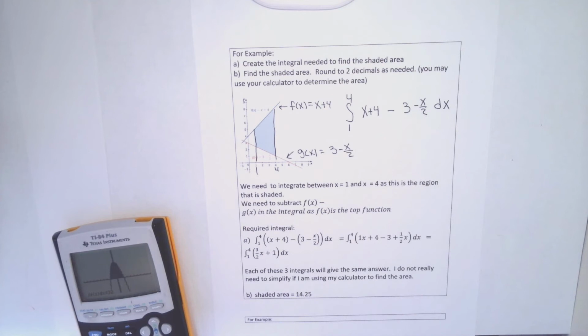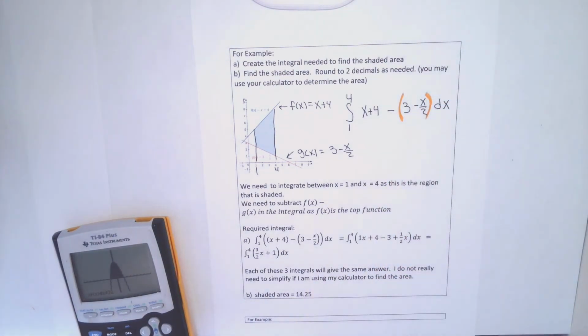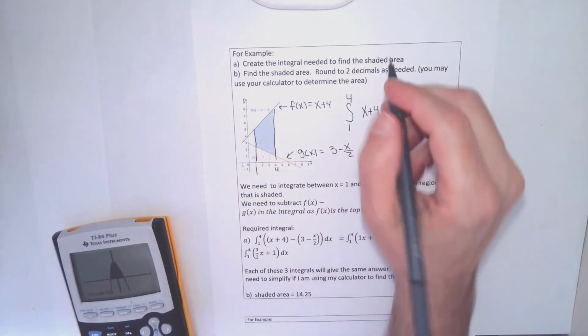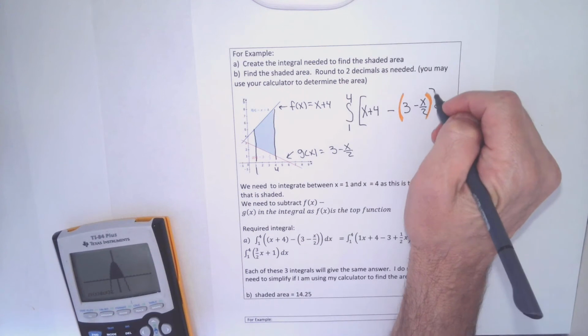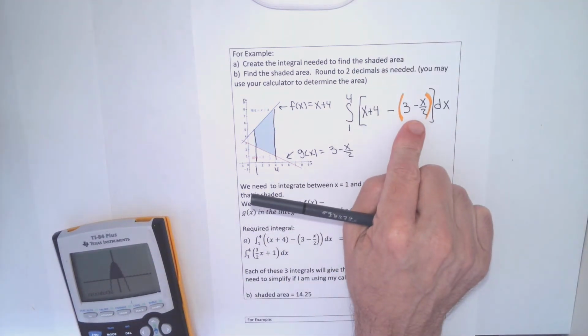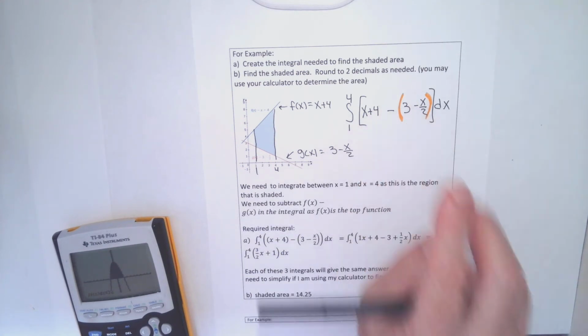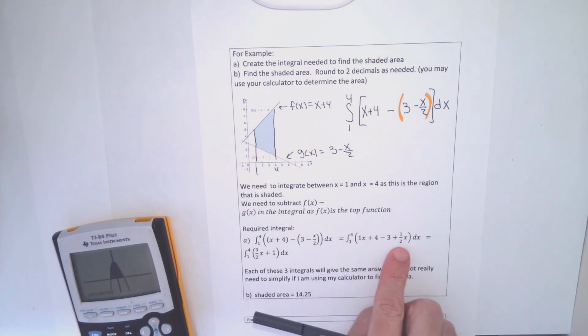If I'm subtracting and I don't put the entire function that I'm subtracting in parentheses, then I'm probably going to get the wrong number because I'm going to have a sign error. So this is what I'm going to need to integrate. And the second function, if it's a binomial, needs to go in parentheses. I could just enter this just like this to find the area, or I could simplify it if I care to.